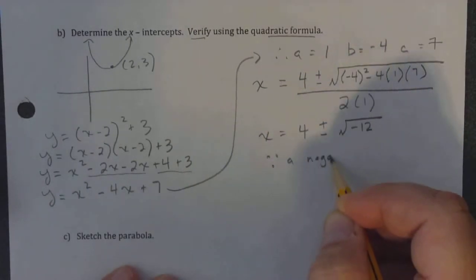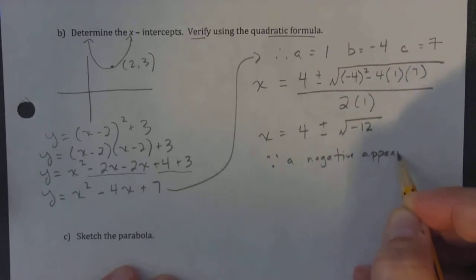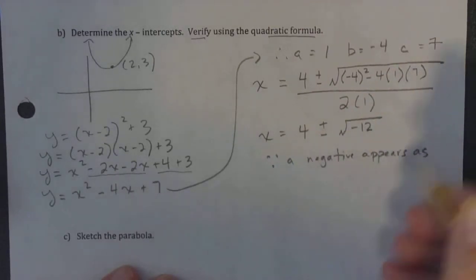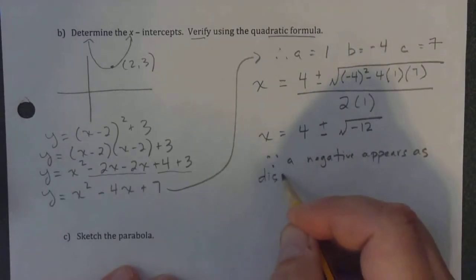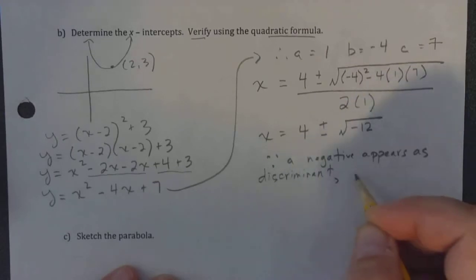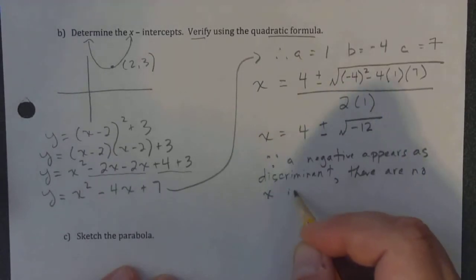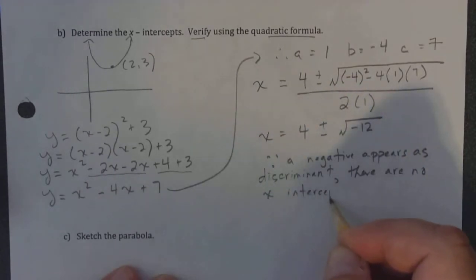So since a negative appears as discriminant, there are no x-intercepts.